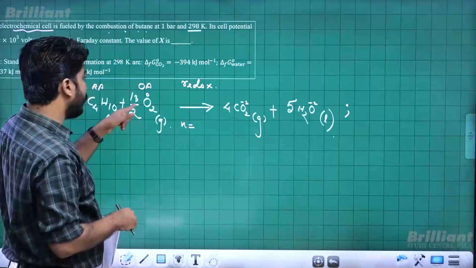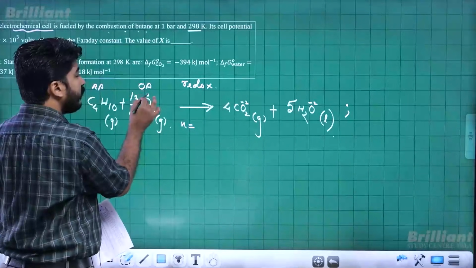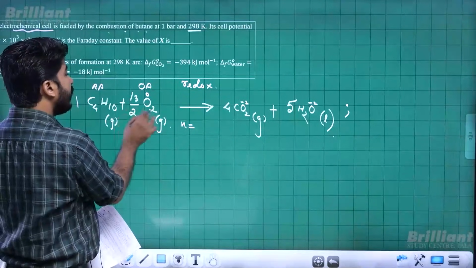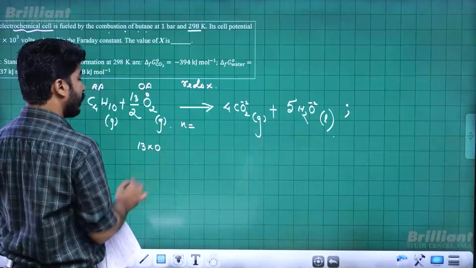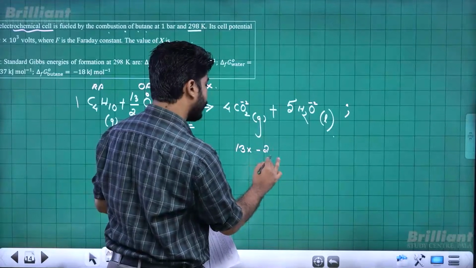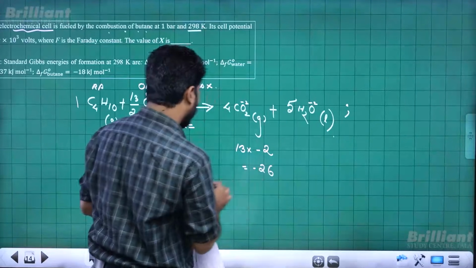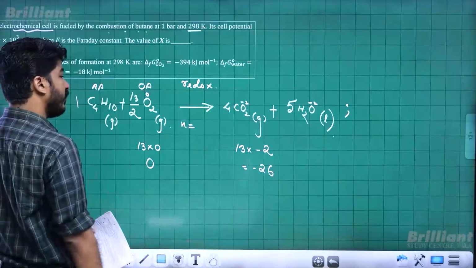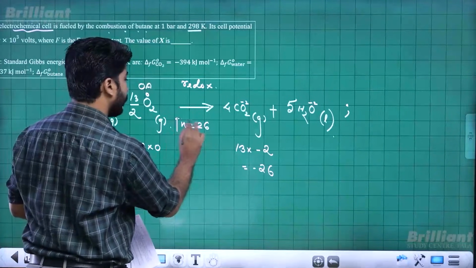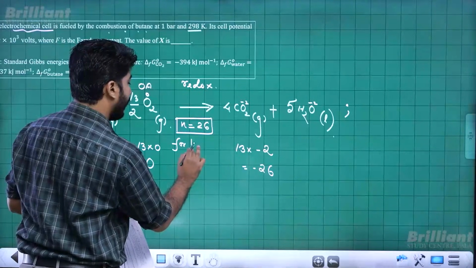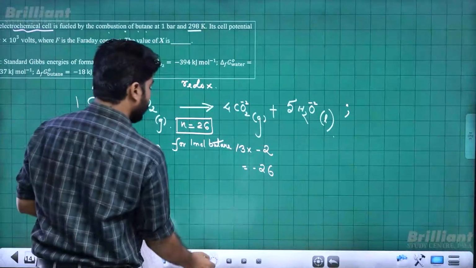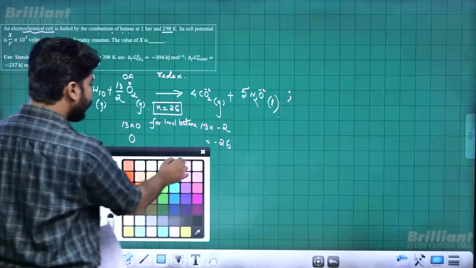Here it is easier to go with the oxidizing agent, because on this side oxygen is in 0 state, and on that side all the oxygens are in -2 state. So 13 oxygen atoms in 0 state going to 13 oxygen atoms in -2 state, so -26. So the overall reduction in oxidation state of oxygen is 26. So n is 26 for 1 mole butane. So the number of moles of electrons transferred is obtained.